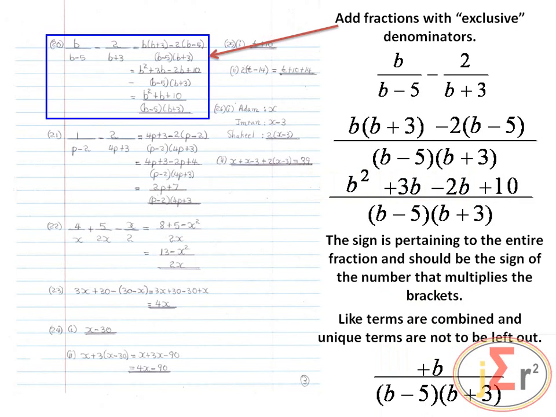Of course, we can have two terms that are unique. Unique means that it is one of a kind. It does not mean that there is only one. It means that it is what? One of a kind. In this expression, we do not have another term like this. And we do not have another term like this. So this one is unique. And this one is unique. And they go in right there. So the answer is b squared plus b plus 10 all over the product of b minus 5 and b plus 3.